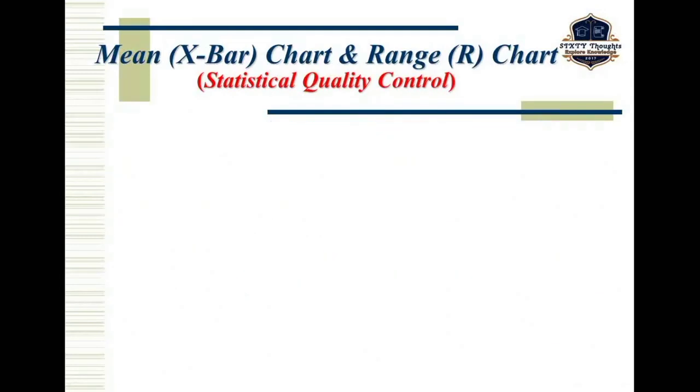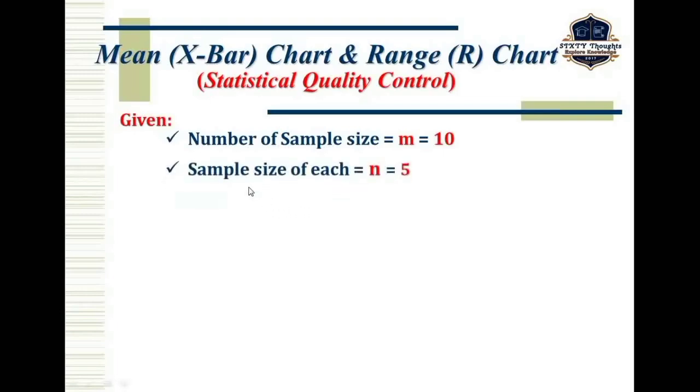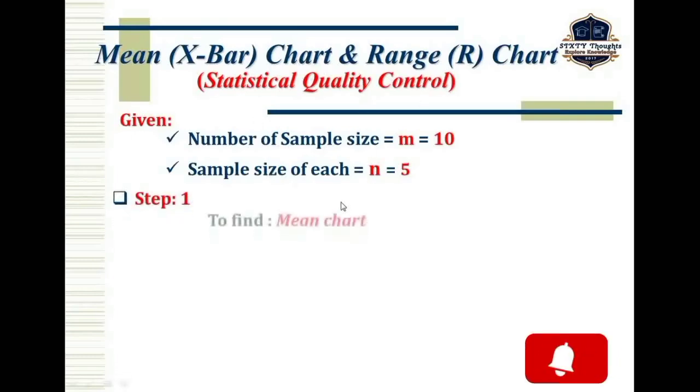Now we write what are the values given. So the given number of samples is n equal to 10. And also the given sample size of each is 5. So we consider that n equal to 5. So using this along with the given data, we are going to write three horizontal lines for the mean chart as well as the range chart. So step number 1, to find the mean chart, it is denoted by X bar.